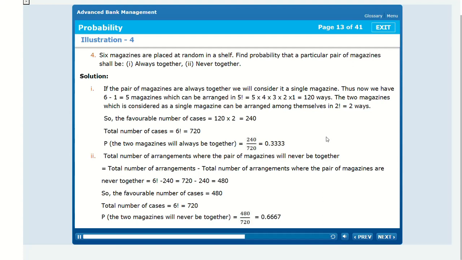2. Total number of arrangements where the pair of magazines will never be together equals total number of arrangements minus total number of arrangements where the pair of magazines are together, equals factorial 6 minus 240 equals 720 minus 240 equals 480. So the favorable number of cases equals 480, total number of cases equals factorial 6 equals 720. P equals 480 by 720 equals 0.6667.